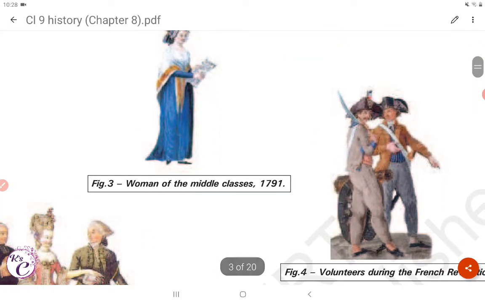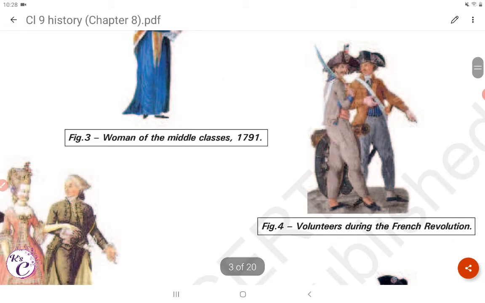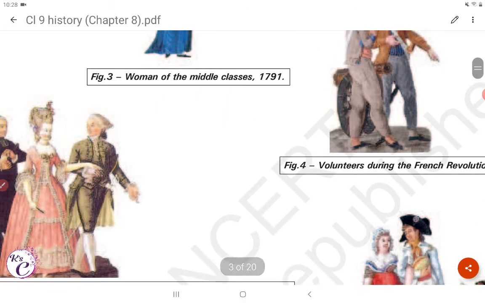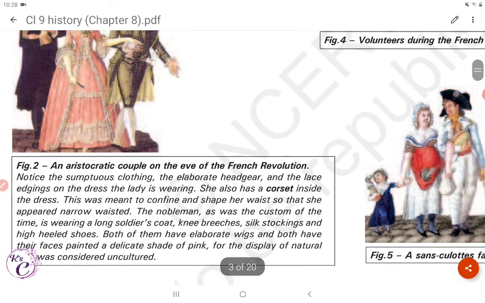So here is figure 3, women of the middle classes, 1791. Figure 4, volunteers during the French Revolution. So these are the volunteers during the French Revolution. Then figure 2, an aristocratic couple on the eve of the French Revolution.